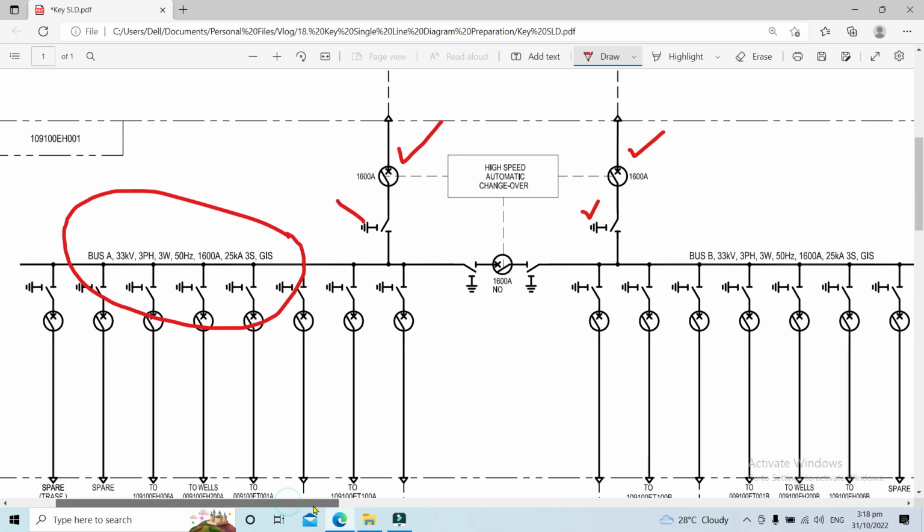Since we have two buses here, this is called bus A and this one bus B. The rest of the information is the same. Our system voltage is 33 kV, 3 phase, 3 wire, 50 Hz. Bus bar rating is 1600 ampere, 25 kiloampere, 3 seconds, and this is GIS, a gas insulated switchgear. It is 3 seconds for the medium voltage side and 1 second for the low voltage side.